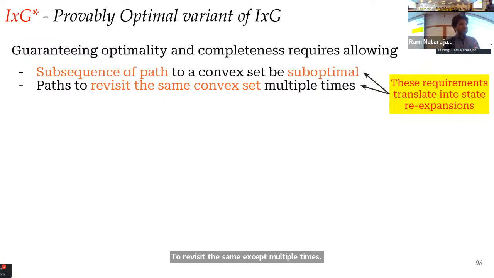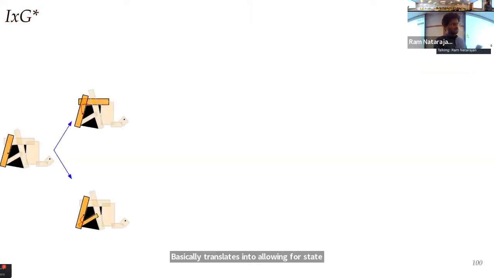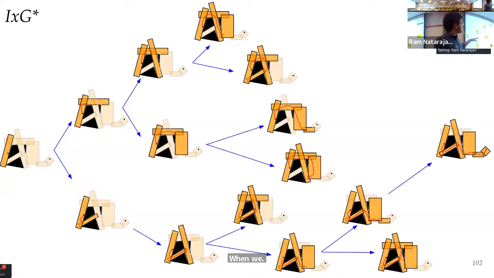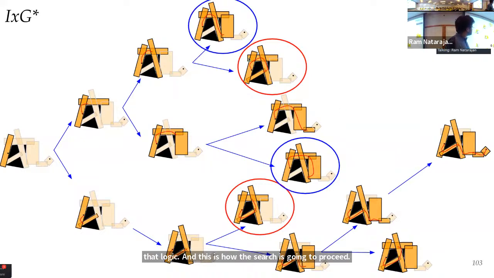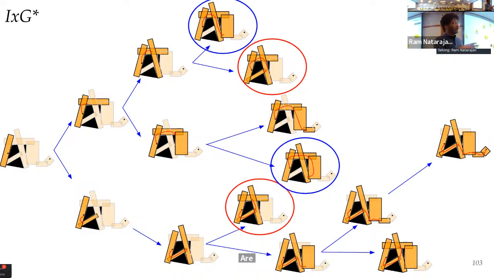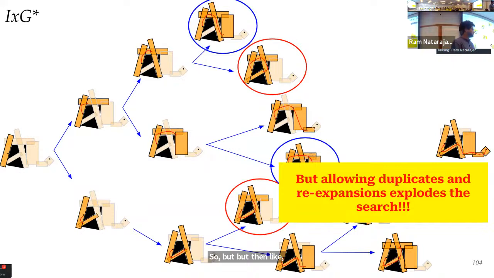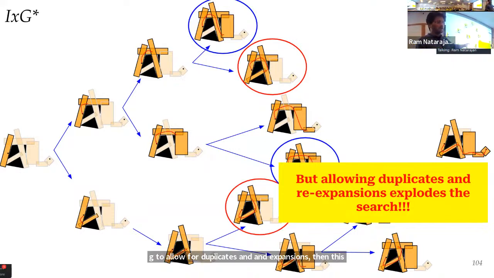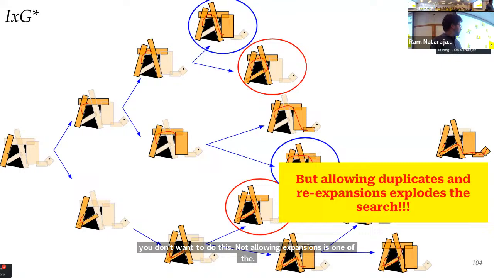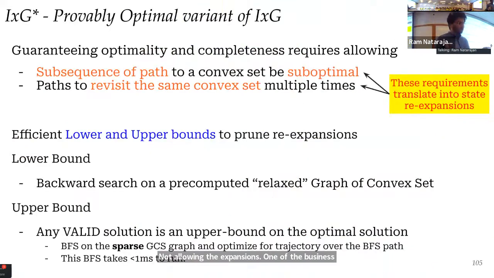So these two requirements basically translate into allowing for state re-expansions. When we apply that logic, this is how the search is going to proceed: you're going to have states in your frontier, which are basically different paths leading up to the same state, and you now have to keep track of all those different possibilities. But if you're going to allow for duplicates and re-expansions, then this is going to explode the search. Normally you don't want to do this, and not allowing re-expansions is one of the powers of best first search. So how can we optimize it?